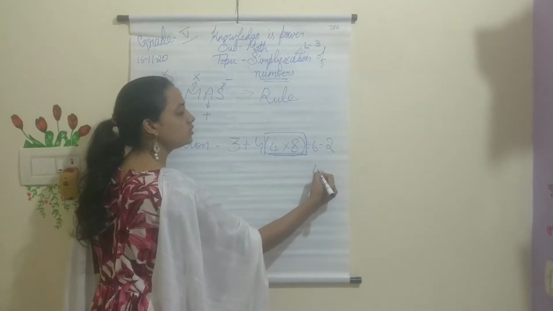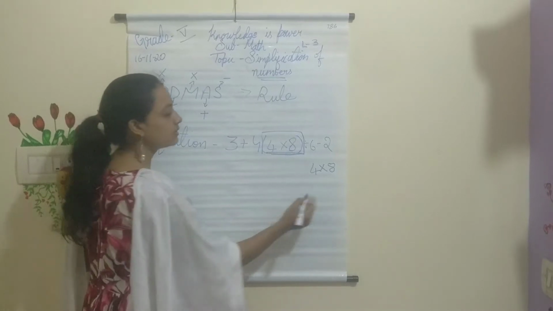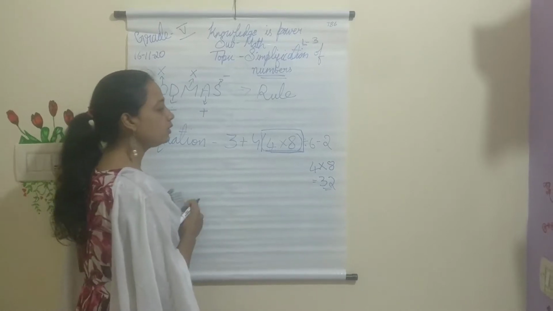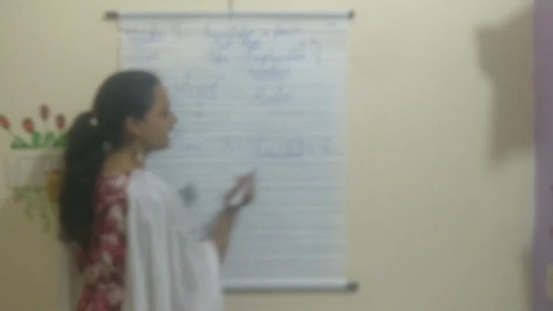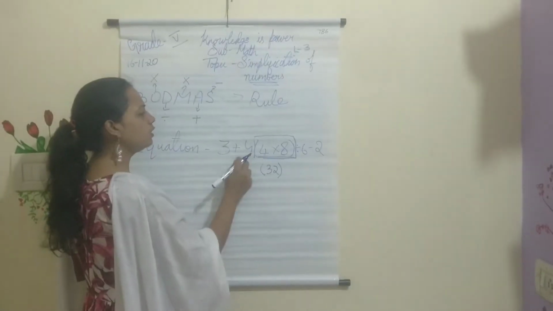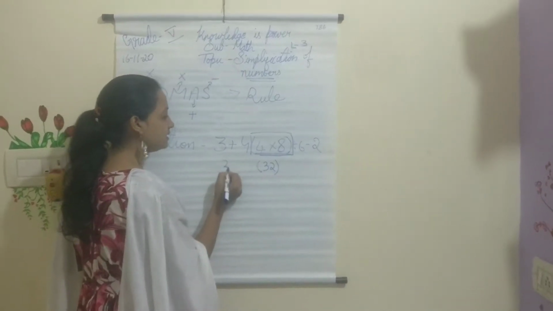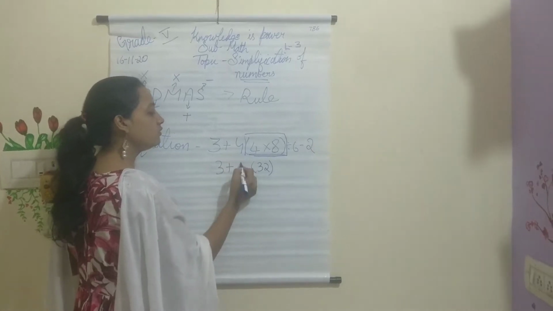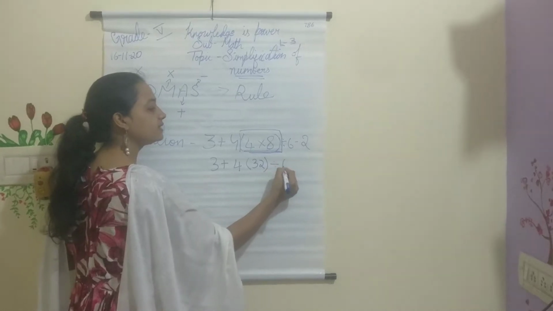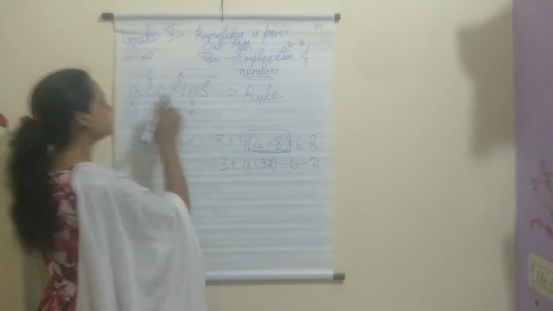The question is 4 into 8. What is 4 8s? 4 8s is 32. This is the answer. So I have to write the answer inside the bracket now. 32. What about the rest of the numbers? I should write them as they are down. Like 3 plus 4. I have simplified it. Next I have division, 6 minus 2. I finished the bracket. Next is off.